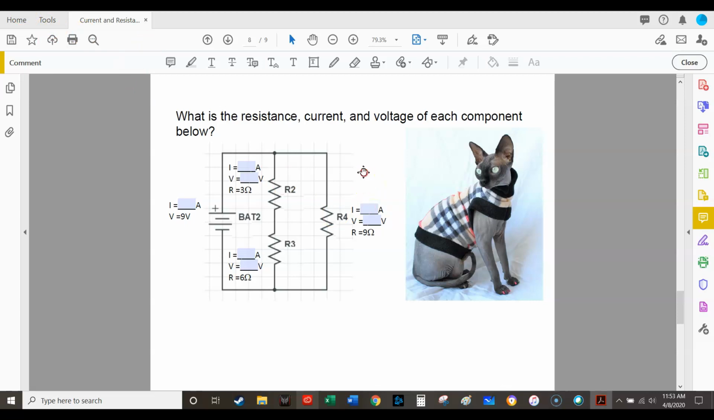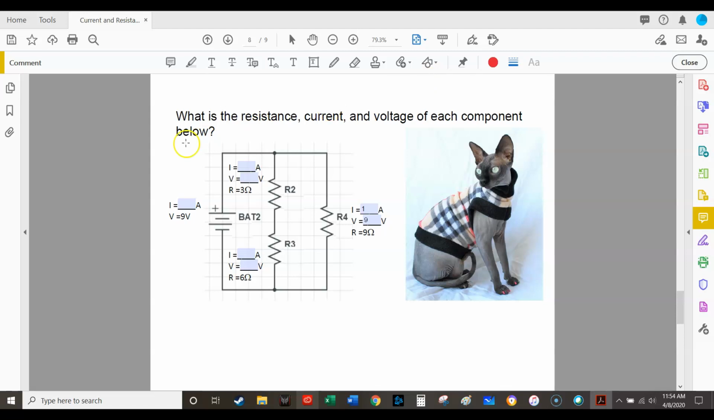Right, we're back. Let's go ahead and do this, and we're going to do this a little bit quicker. We have a battery producing 9 volts. That means this is 9 volts. In the loop rule, this shows that this is 9 volts, and that means that R4 is 9 volts. Well, if R4 is 9 volts, 9 volts divided by 9 ohms is going to be 1 amp.